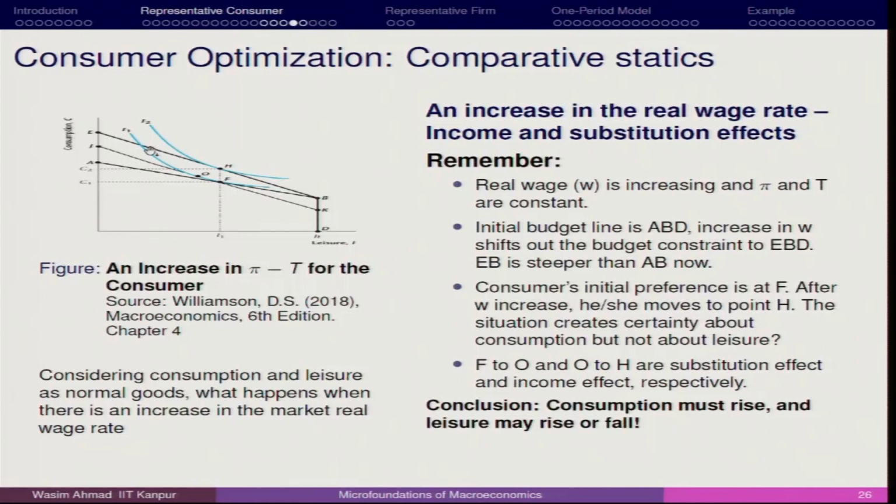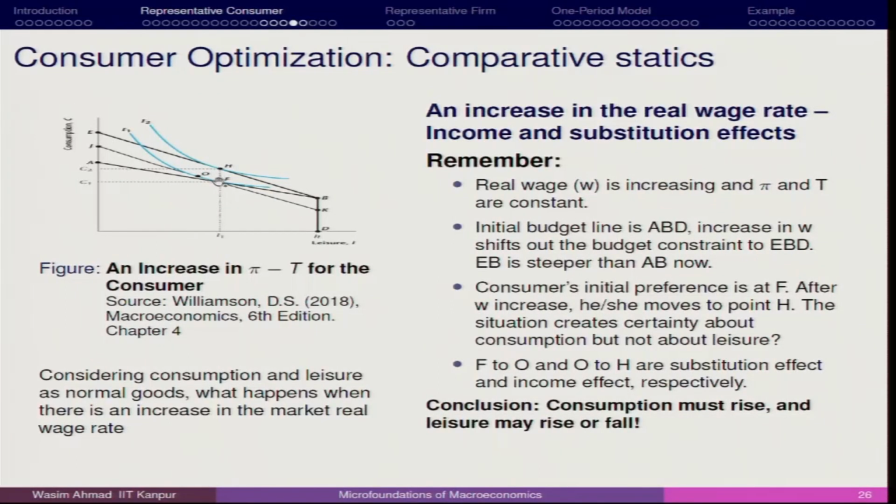Now, if we try to bring him back to the original indifference curve, we draw a parallel line with the same slope as the newly shifted budget line. You can see that the consumer is now moving from F to O. At point O, consumption has marginally increased, but leisure is declining.